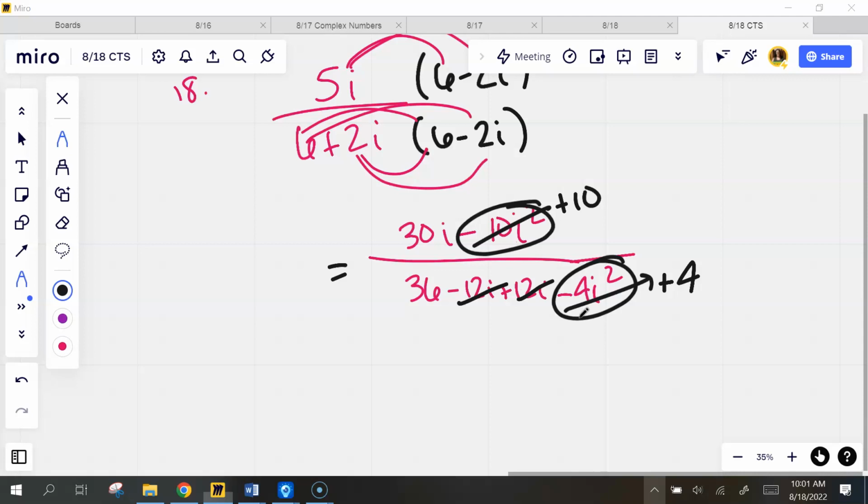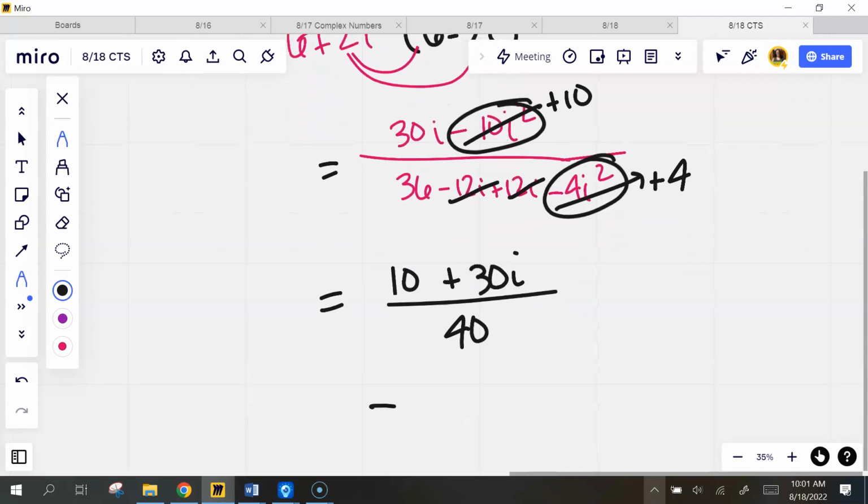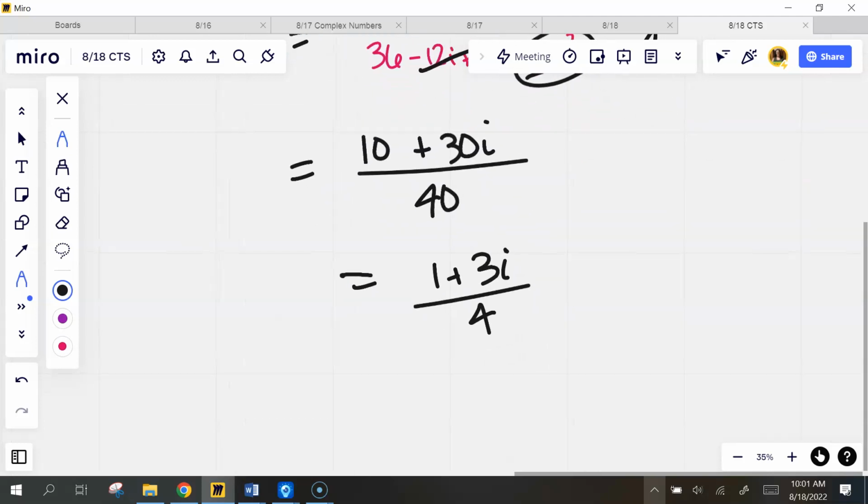So now let's just write it in nice standard form. 10 plus 30i over 40. Looks like I could divide everybody by 10 if I wanted to, right? Drop a 0 off everybody. It's just pretty, it's standard form, but it doesn't have to be. It's not wrong if you don't.